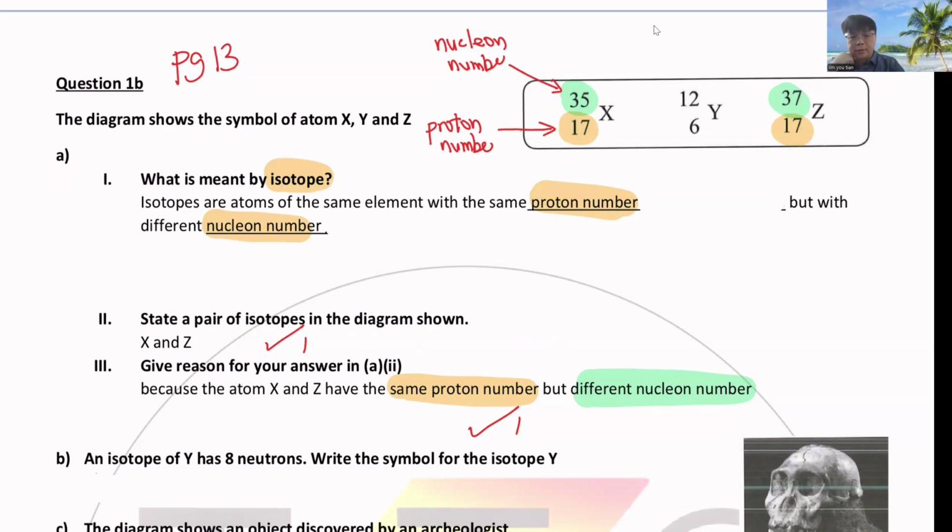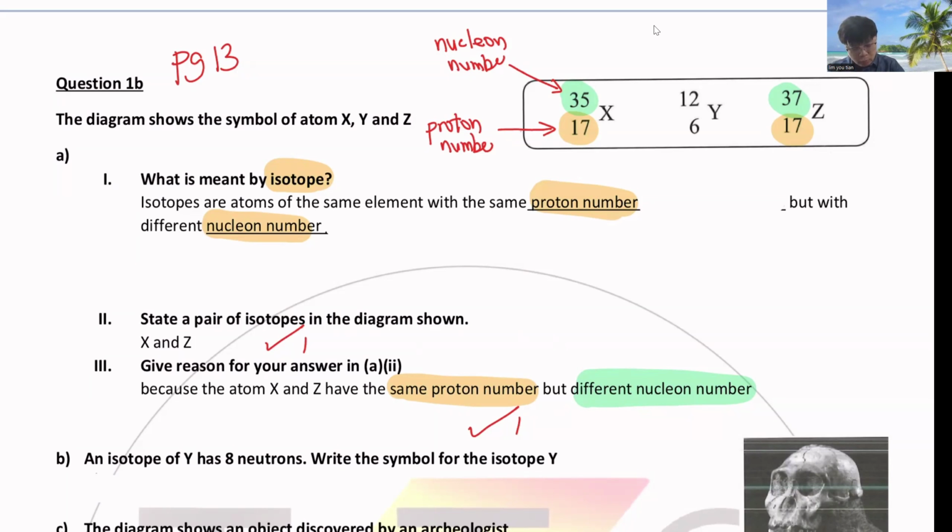Then this is the one worth 2 marks. They ask for isotope, 1 mark. They ask you to pick which two are isotopes. Then you pick X and Z. After that, you tell them the reason: they have the same proton number, different nucleon number.